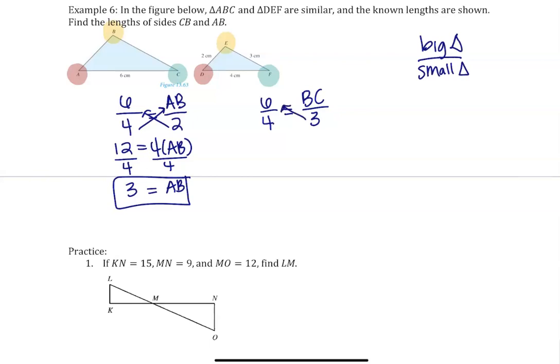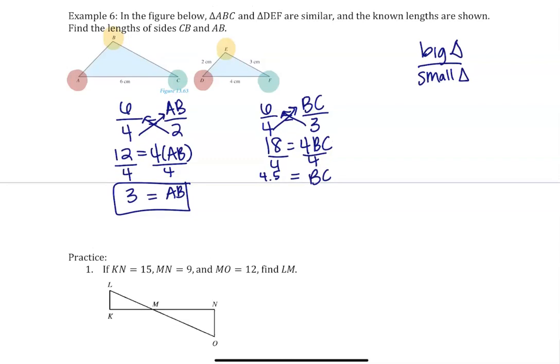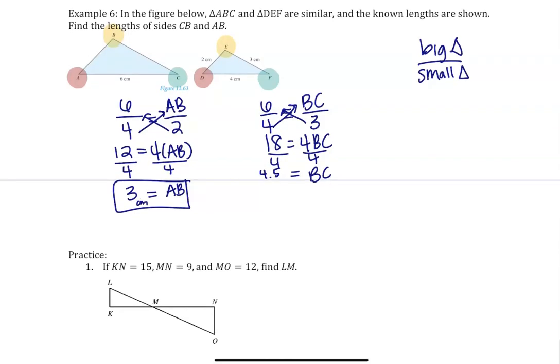So let's solve this again by cross multiplying. 18 equals 4 BC. Divide by 4, and that tells us that length BC is going to equal 4.5. And these are both in centimeters, so I should go ahead and put those units in there, because the units do matter.